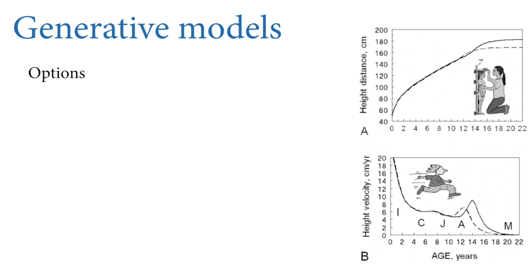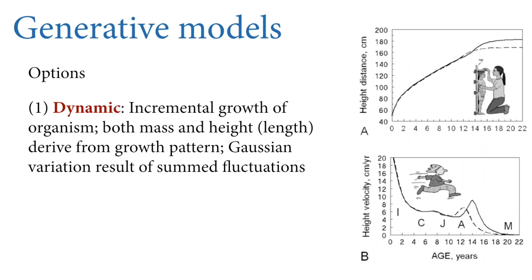So when we make generative models of something like height, a biological process like height, we can make those models at different levels. And I want to do something very simple for now so that I can keep as many of you on board as possible. The really fancy thing to do in this kind of literature is to have a dynamic model where you have incremental growth of the organism over time. So you actually simulate out from birth all the growth increments that the animal undergoes over time. And then both the animal's mass, that is what weight is supposed to be a measure of under constant gravity, and its height, or its length, as we often talk about in the biological literature, derive from that growth pattern.